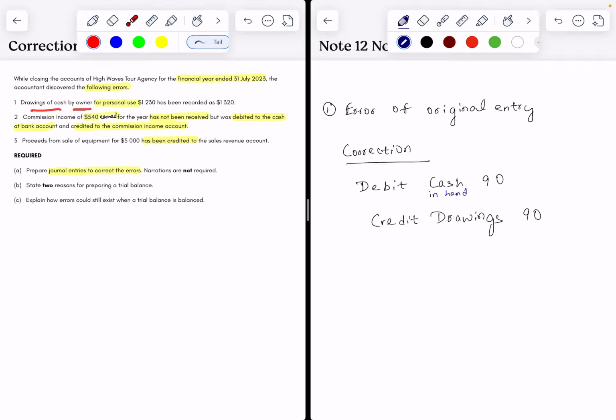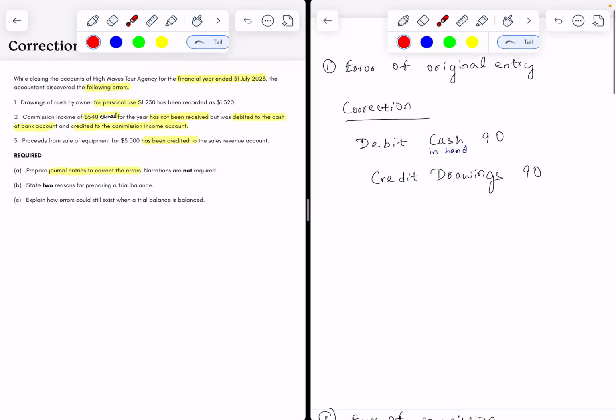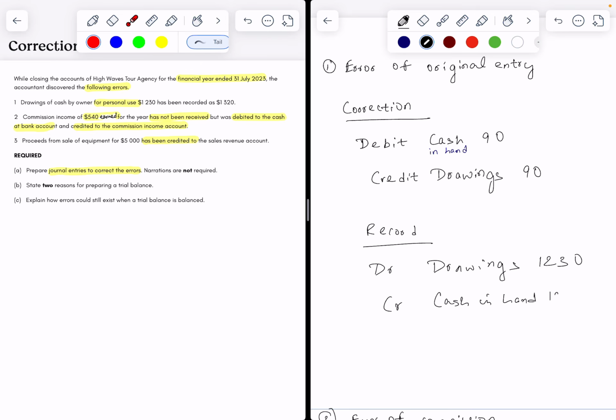Drawings of cash by owner for personal use $1,230 has been recorded at $1,320. Alright, so this type of error is what we classify as an error of original entry, where the error is within the numbers. Based on the original transaction that happened, the initial way to record this would be to debit the drawings account by $1,230 and to credit the cash in hand account by $1,230.